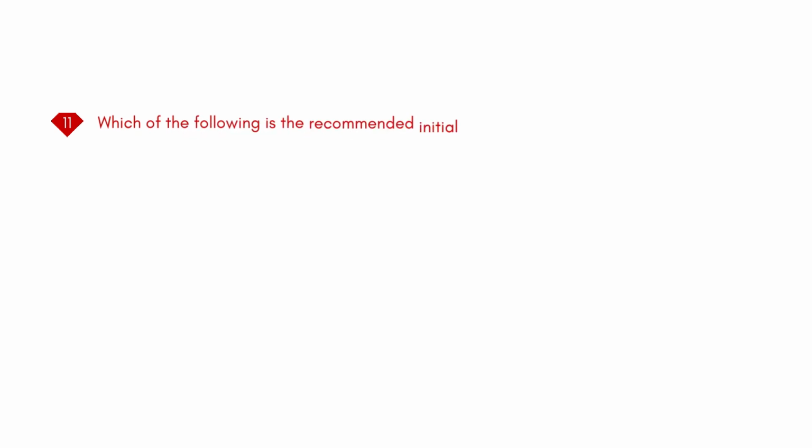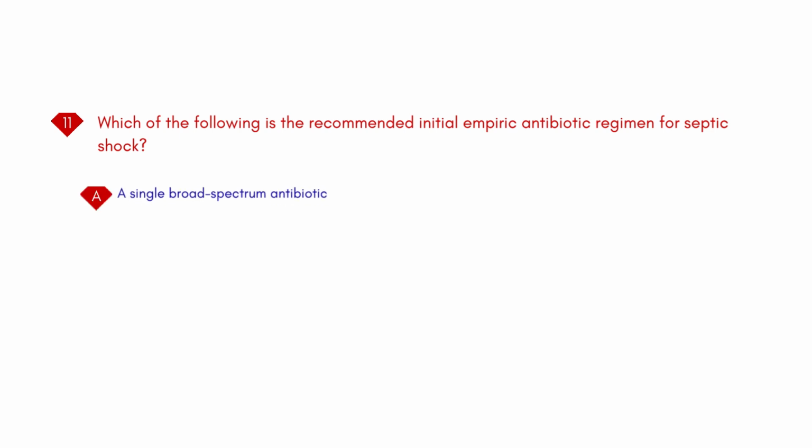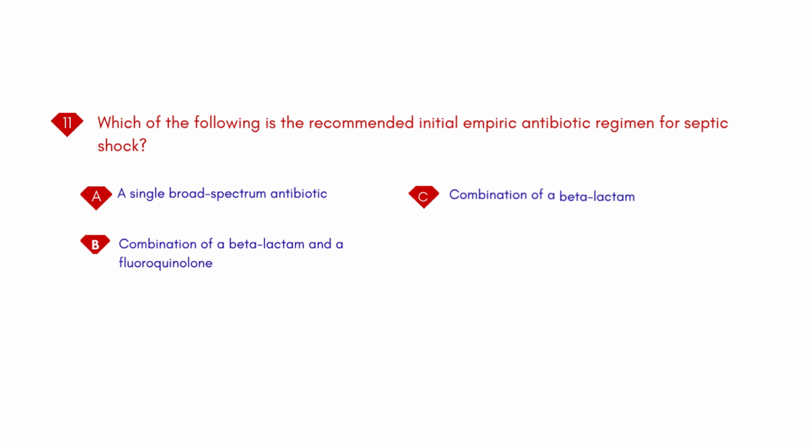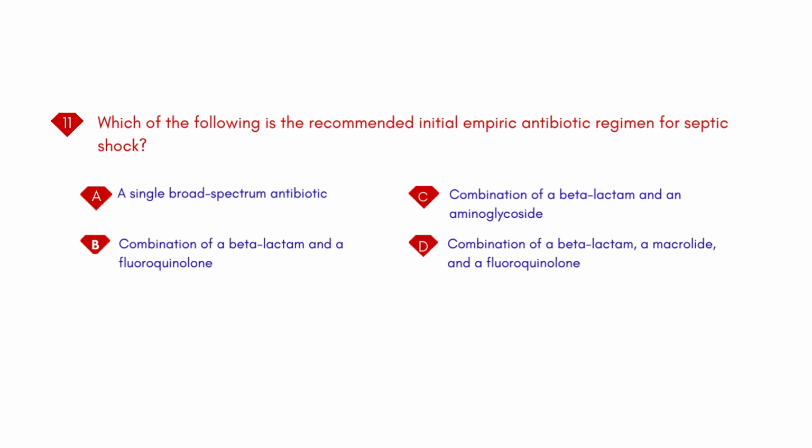Which of the following is the recommended initial empiric antibiotic regimen for septic shock? A. A single broad-spectrum antibiotic. B. Combination of a beta-lactam and a fluoroquinolone. C. Combination of a beta-lactam and an aminoglycoside. D. Combination of a beta-lactam, a macrolide, and a fluoroquinolone. Answer: C. Combination of a beta-lactam and an aminoglycoside.